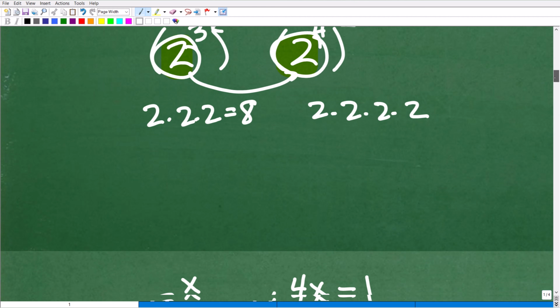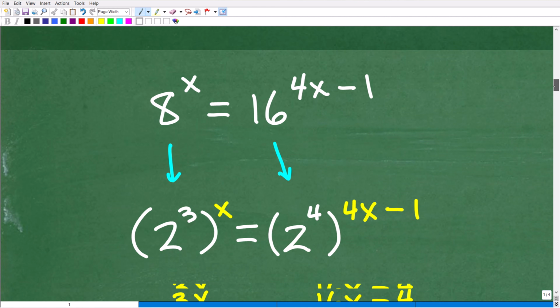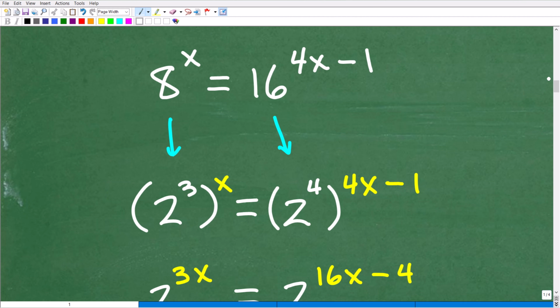All right, so what do we do next? Well, let's go ahead and see that right now. So we're going to rewrite this equation, 8 to the x is equal to 16 to the 4x minus 1. Instead of an 8 and a 16, for 8 we're going to put in a 2 cubed, and for 16 we're going to put in 2 to the fourth. So this new equivalent equation is 2 cubed to the x power, which is the same thing as 8 to the x, is equal to 2 to the fourth, which is the same thing as 16, to the 4x minus 1 power. Okay, so why is that important?